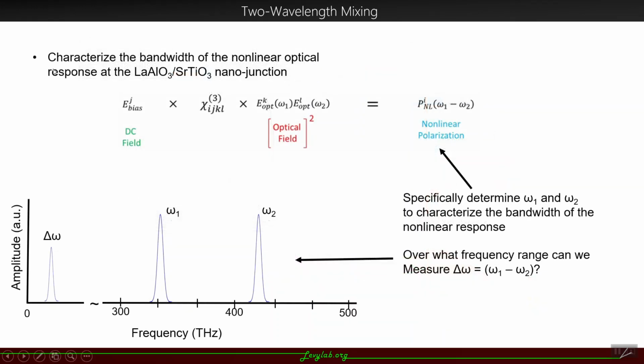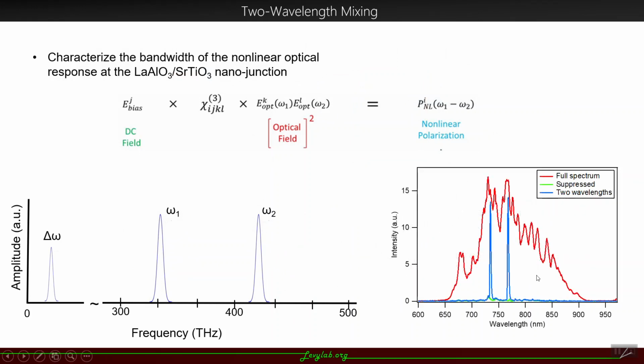So revisiting our equation for the third-order nonlinear polarization, we now have the ability with our pulse shaper to ask over what frequency range, delta omega, which is the difference between the two input frequencies, can we create this difference frequency? So what is the bandwidth of our nonlinear response? Now you know the bandwidth of our terahertz generation. So let's see.